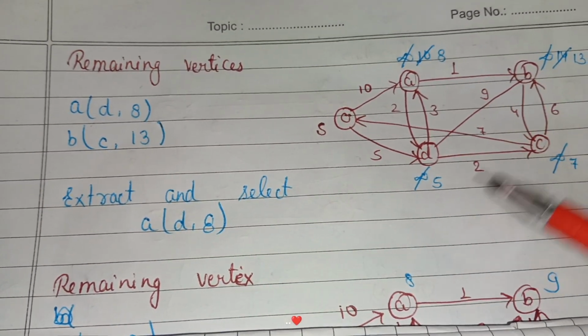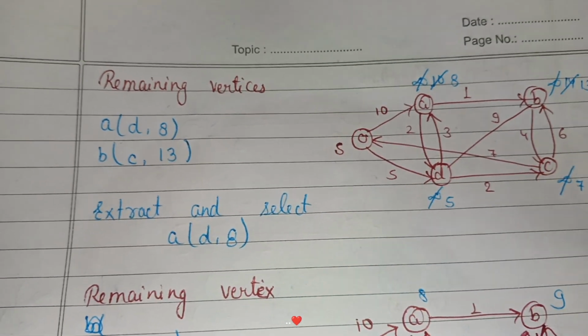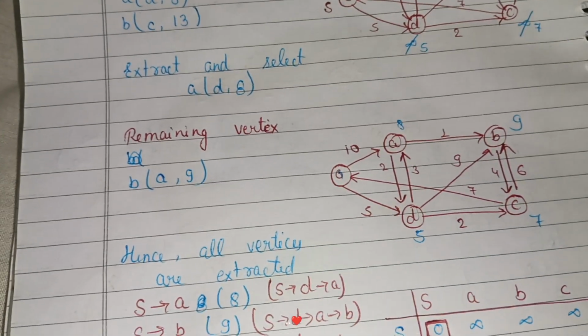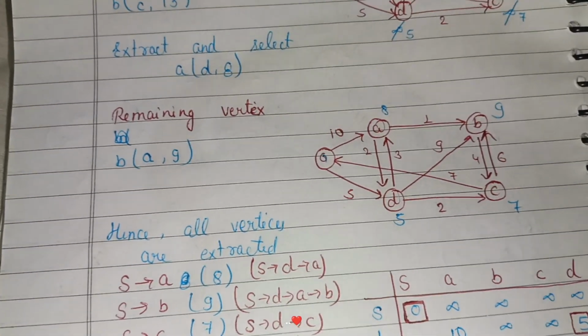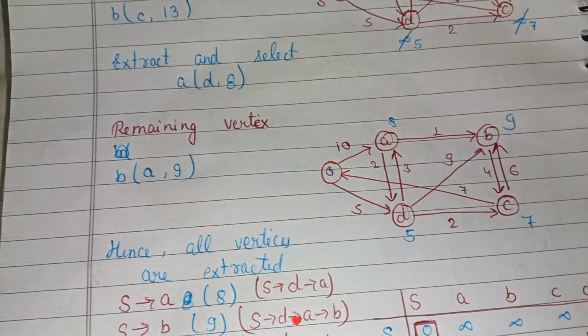Minimum is vertex A with distance 8, relaxing edge from A. Distance to B via A is 8 plus 1, equals 9. This is smaller than the previous distance 13, so we update.